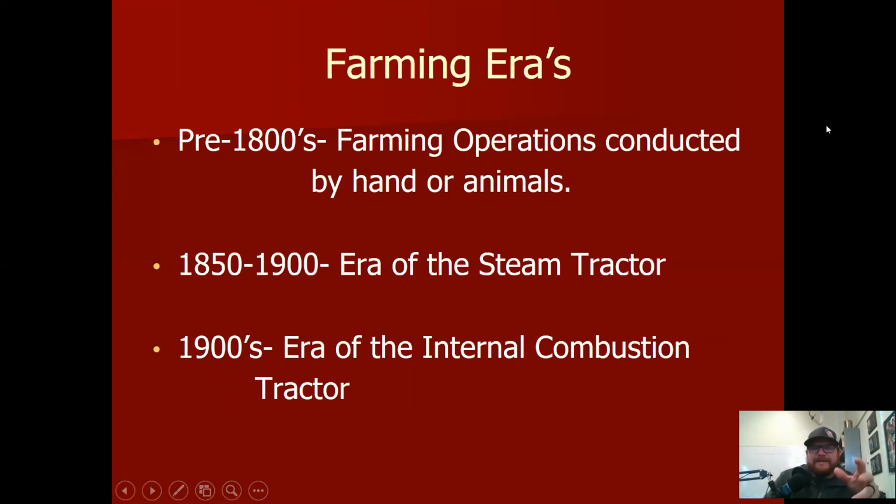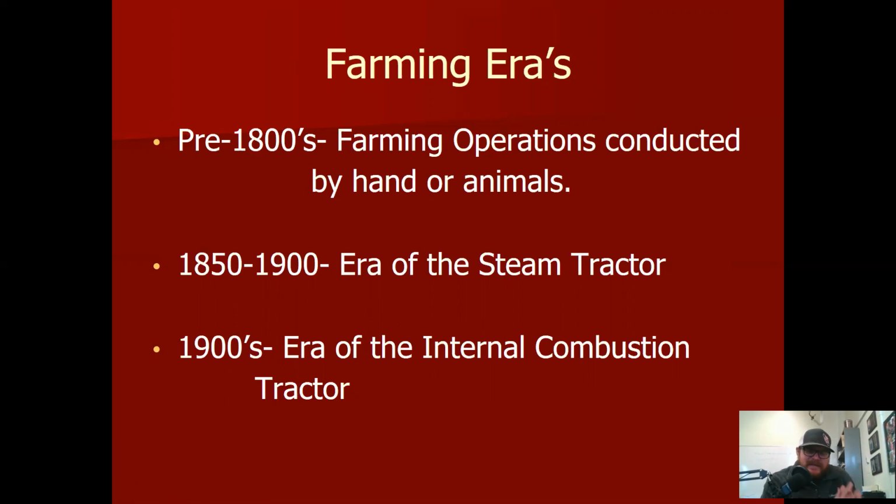In the pre-1800s, all farming operations were conducted by hand or animals. We had horse-drawn plows, we were pushing things down by hand, or we were literally just taking tools and farming by hand. Obviously, that's not efficient. You can't grow as much food that way, and it takes more people to do that. But back then, that's what we had. Most people were farmers to be able to provide the food.